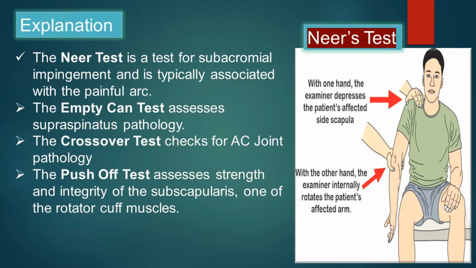Let's see the explanation. Neer's test is the test for subacromial impingement and is typically associated with the painful arc. The empty can test assesses supraspinatus pathology. On the other hand, the crossover test checks for acromioclavicular joint pathology, and in the end, the push-off test assesses the strength and integrity of the subscapularis muscle, which is one of the rotator cuff muscles.